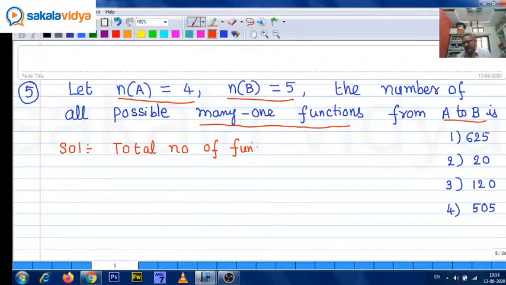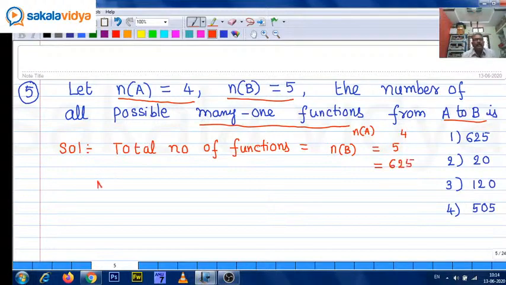Okay. Total number of functions. The total number of functions means we can write n of B raised to n of A. So that is equal to 5 to the power of 4. 5 to the power of 4 is equal to 625.